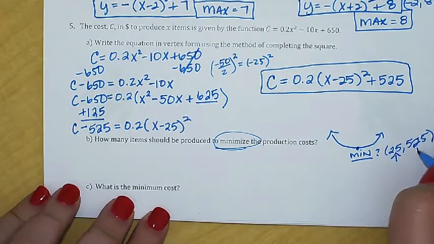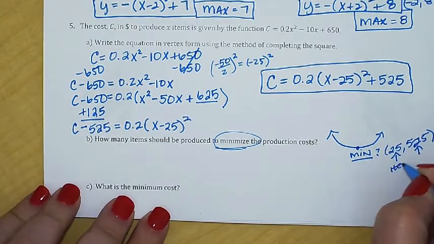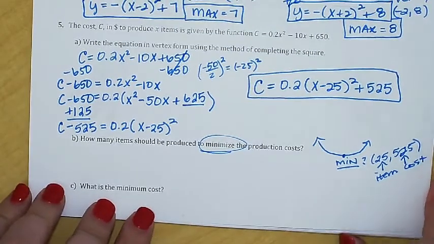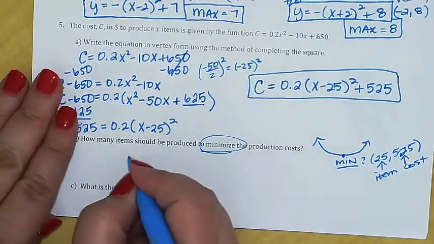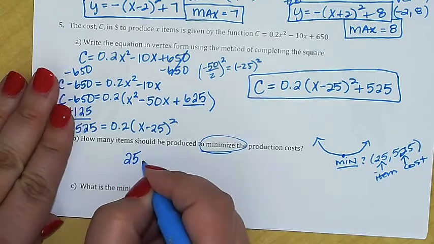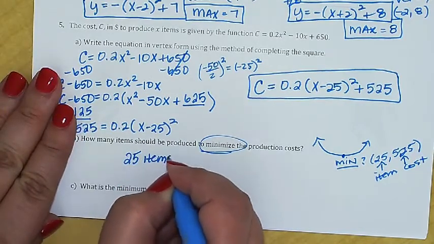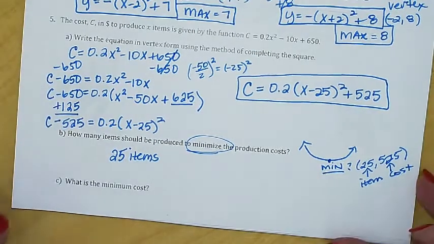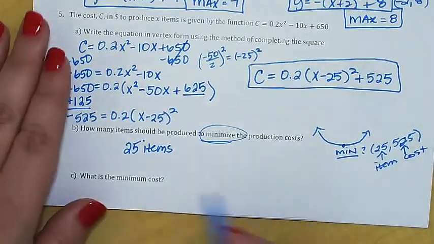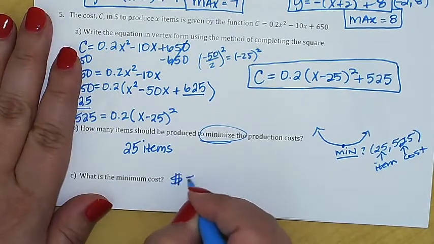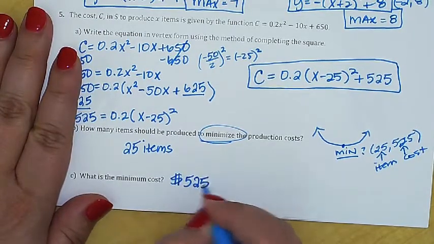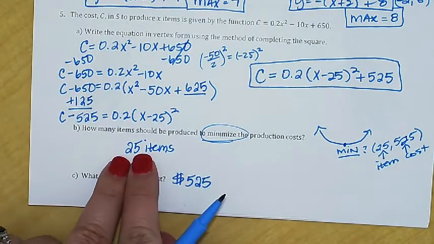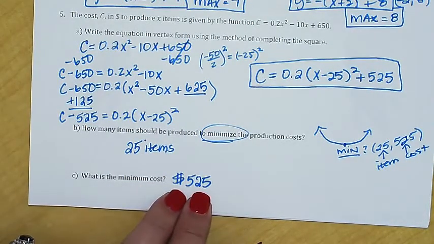So this is how many items you would have to produce for the cost to be lowest, if that makes sense. So you would want to sell or produce 25 items to get the lowest cost, which would be 525. Okay, and what is that minimum cost? 525, right? So it's basically just that the vertex represents the number of items you'd want for the lowest cost, because that's what it would represent on the parabola.